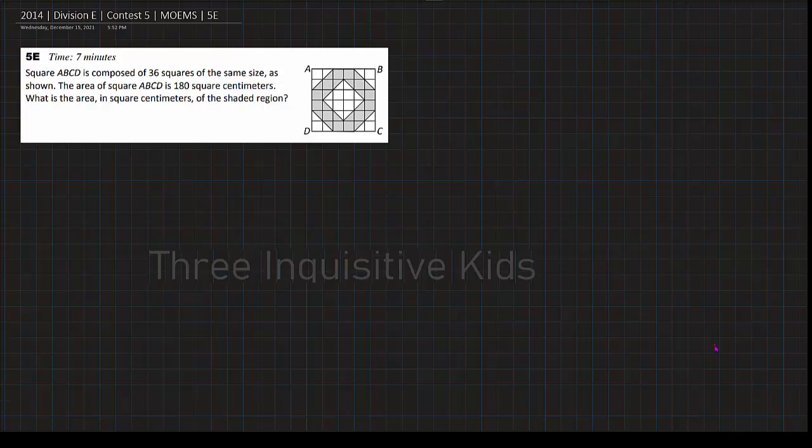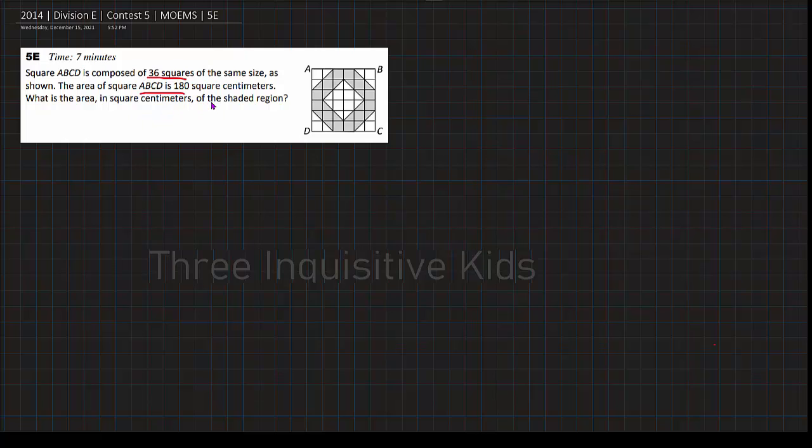5e. Square ABCD is composed of 36 squares of the same size, as shown. The area of ABCD is 180 square centimeters. What is the area in square centimeters of the shaded region?